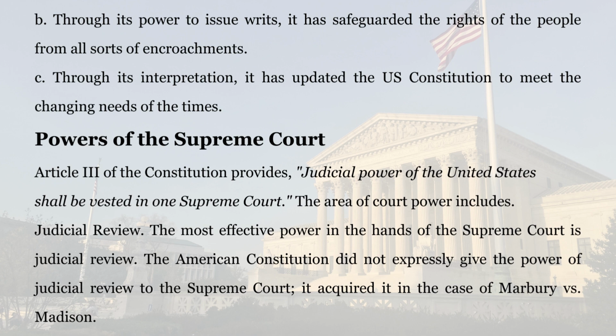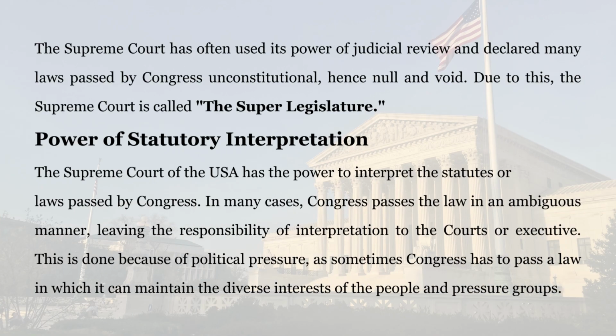The American Constitution did not expressly give the power of judicial review to the Supreme Court. It acquired it in the case of Marbury v. Madison. The Supreme Court has often used its power of judicial review and declared many laws passed by Congress unconstitutional, hence null and void. Due to this, the Supreme Court is called the superlegislature.